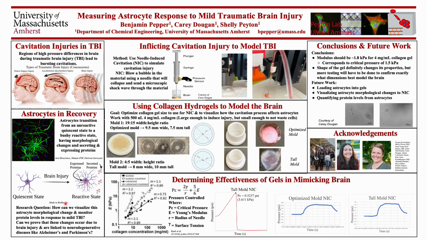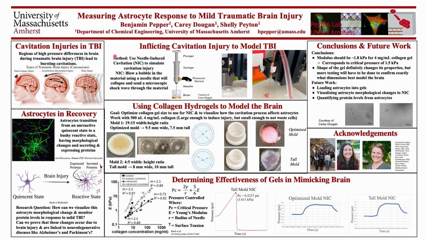The research question I really wanted to look into was how can we visualize this astrocyte morphological change and monitor protein levels in response to mild TBI? Can we prove that these changes occur due to brain injury and are linked to neurodegenerative diseases like Alzheimer's disease and Parkinson's disease? So, to model cavitation injuries seen in TBI, needle-induced cavitation, or NIC, was used.